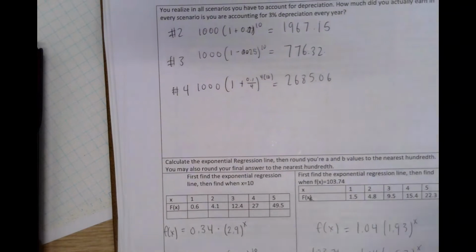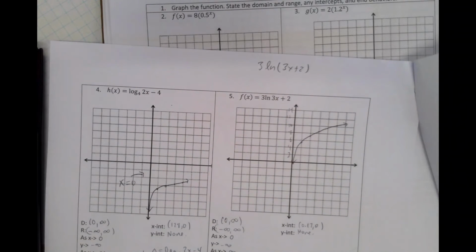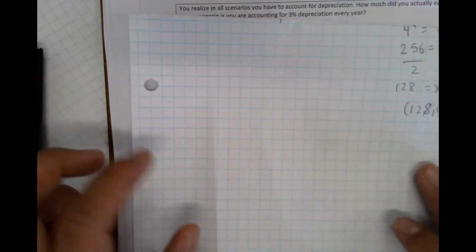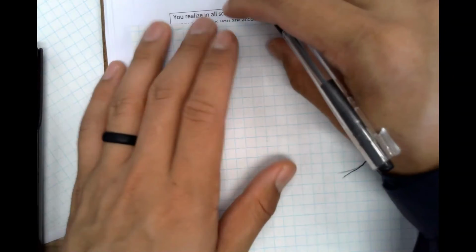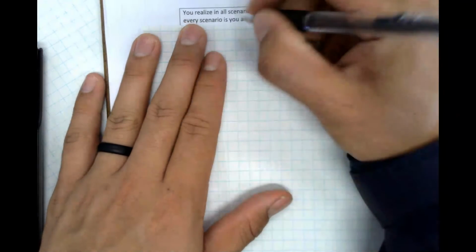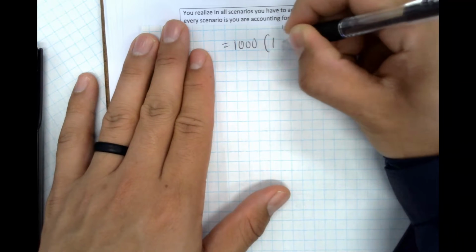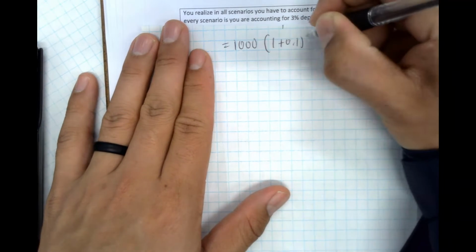Okay, so on this side, let me actually bring up the other problems. Let's see. So on that problem, what we had originally written for number 2 was 1,000(1 + 0.1) to the 10 years.